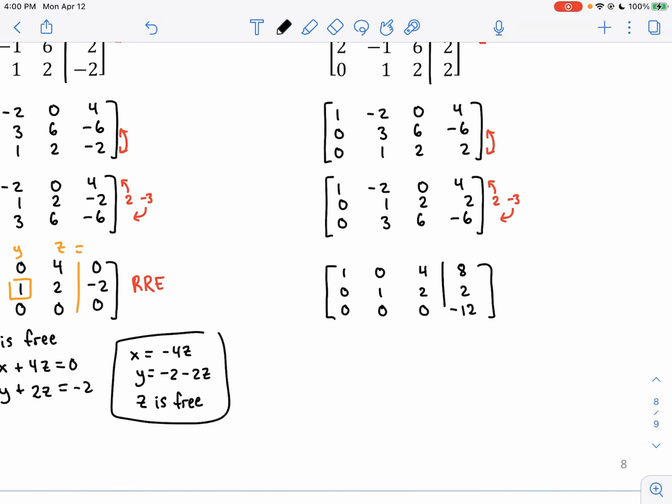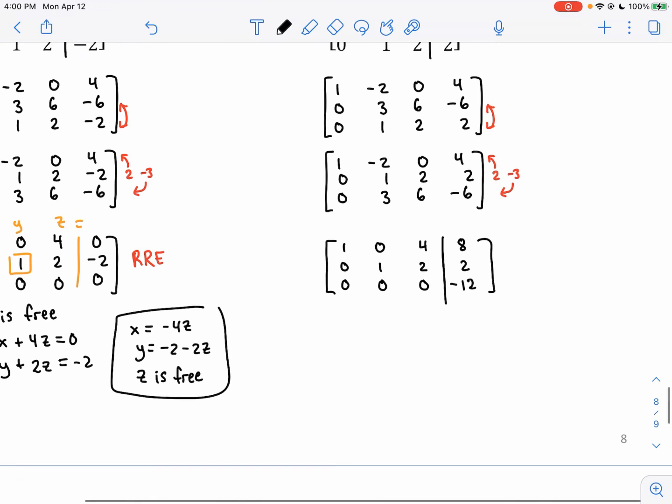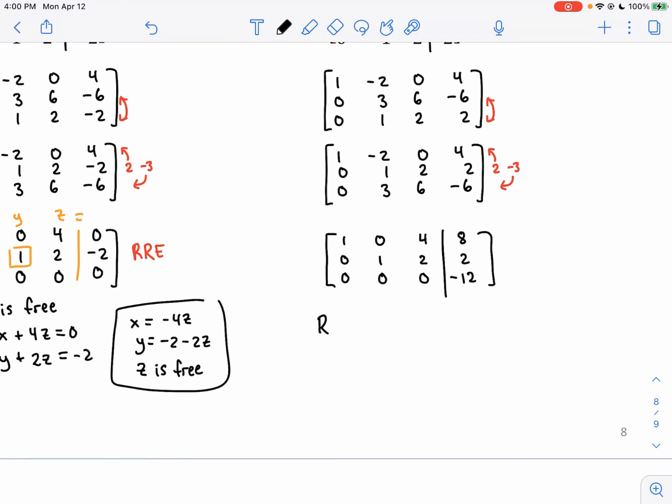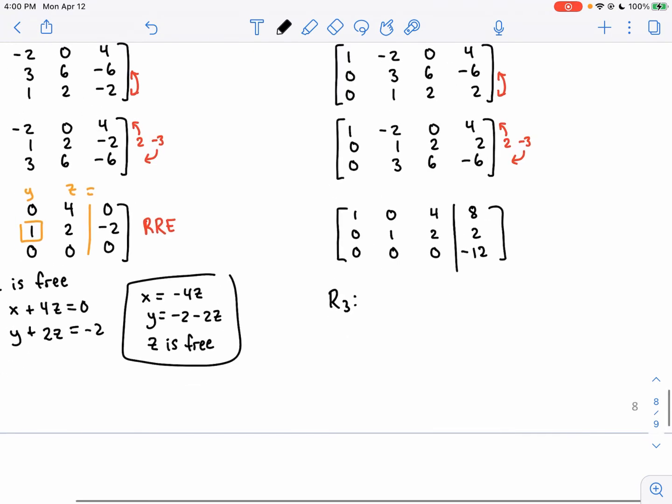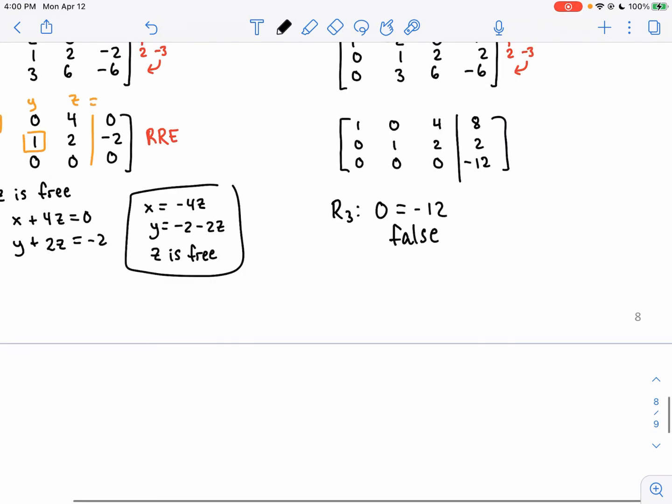Remember there's an equal sign sitting right here. And if you're trying to convert row 3 into an equation, notice what it would read. 0x plus 0y plus 0z is equal to negative 12. In other words, it would read 0 equals negative 12, which is false. And so we say that this system is inconsistent. And by inconsistent, we just mean that it has no solution.